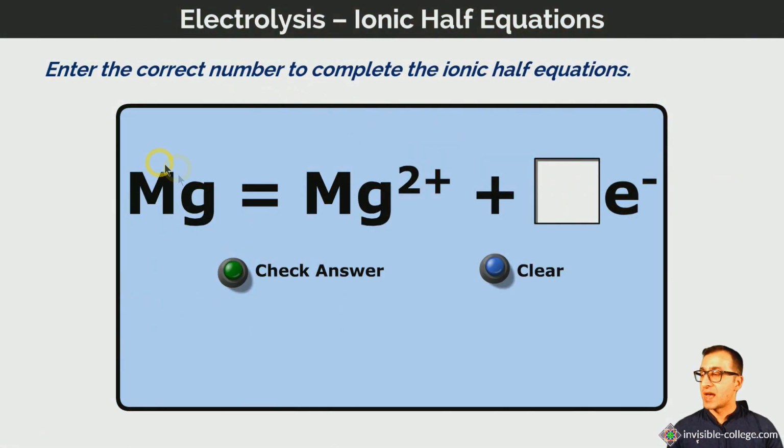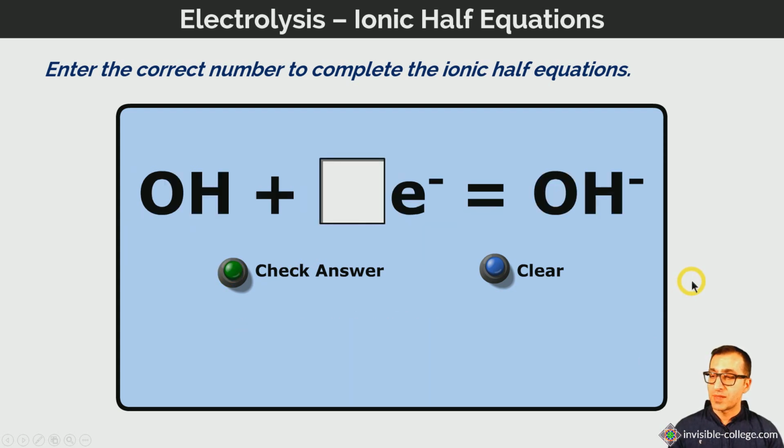Okay, so this one we have a magnesium atom on the left. It is electrically neutral, and so we have 0 charge on the left-hand side. On the right-hand side, we have 2 positive charges on this single magnesium ion here. And so to make the right-hand side electrically neutral, we have to add 2 electrons. What about this one?